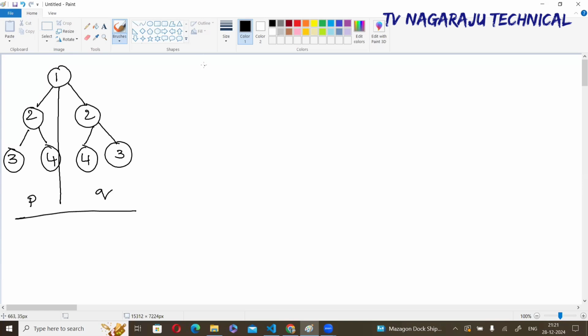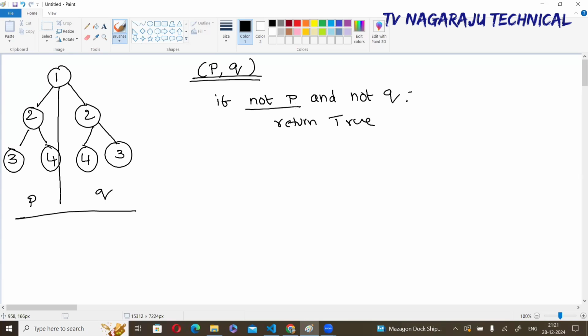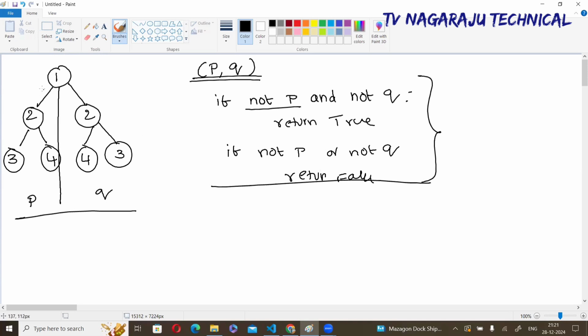Now, how do I write the program? I am taking two parts, P and Q. Suppose the first condition, if not P and not Q, return true. Means if P is null and Q is null, it returns true. Suppose exactly one of them is null, if not P or not Q, return false. Anyway, these are the base conditions for verifying the structure of P and the structure of Q.